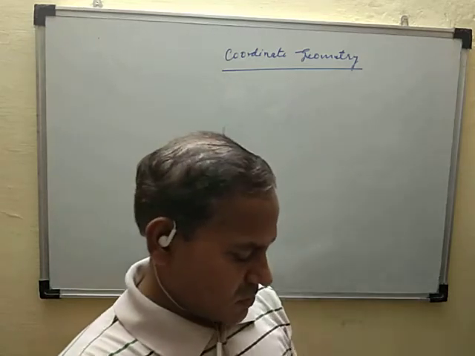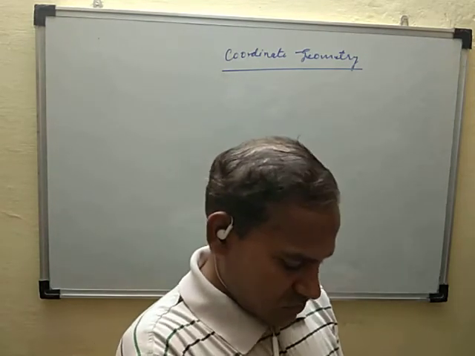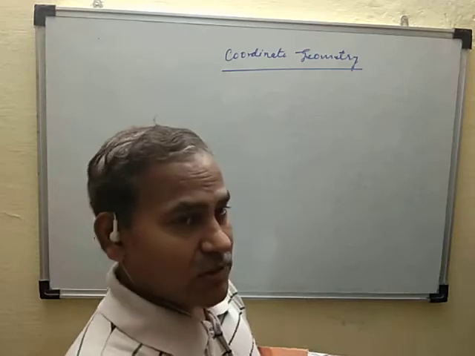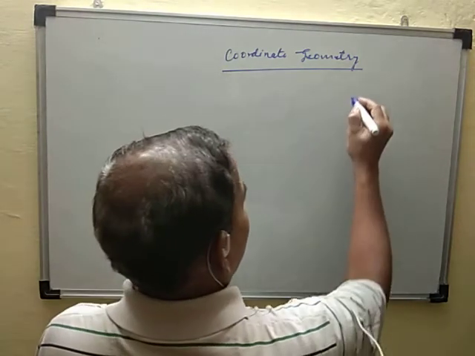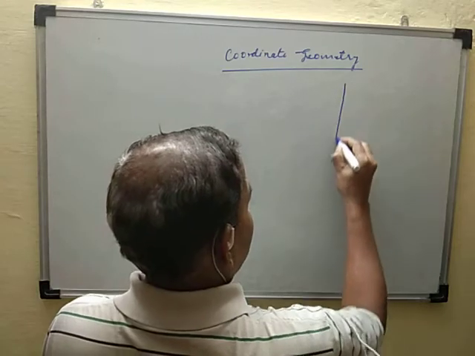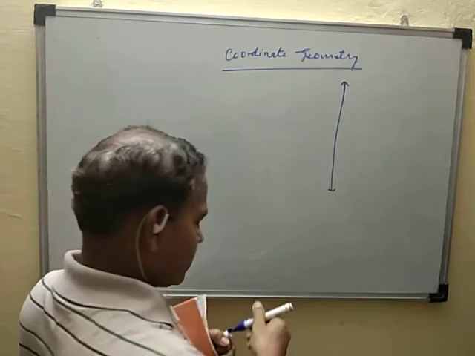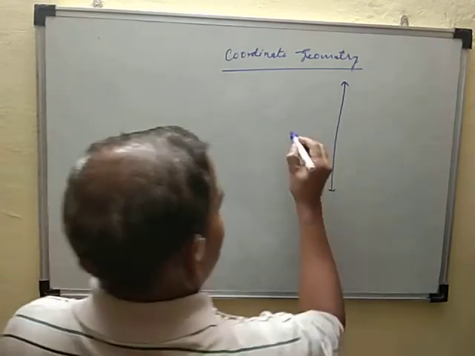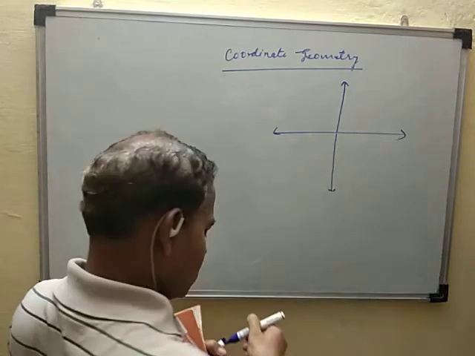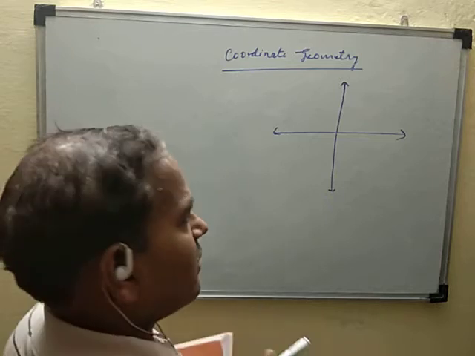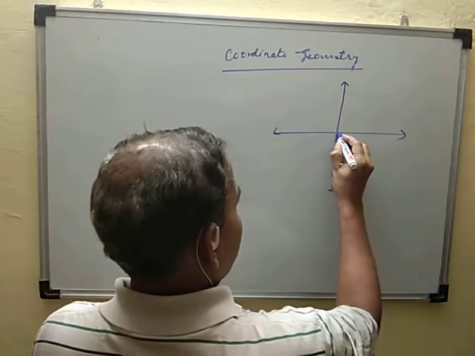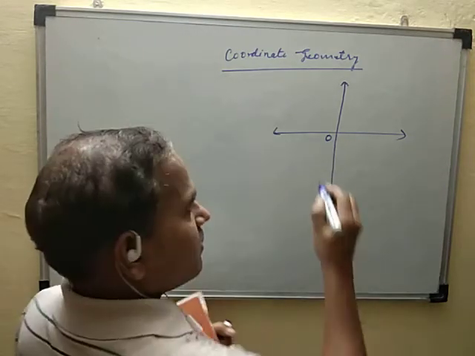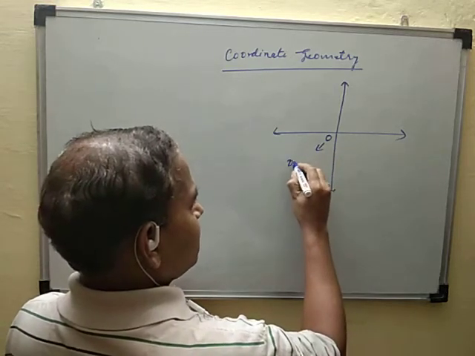Students, now we start a new chapter, coordinate geometry. First, draw a line. This line is called the vertical axis, or vertical line, and this line is called the horizontal line. The intersection point of these lines is denoted by O, and this point is called the origin.